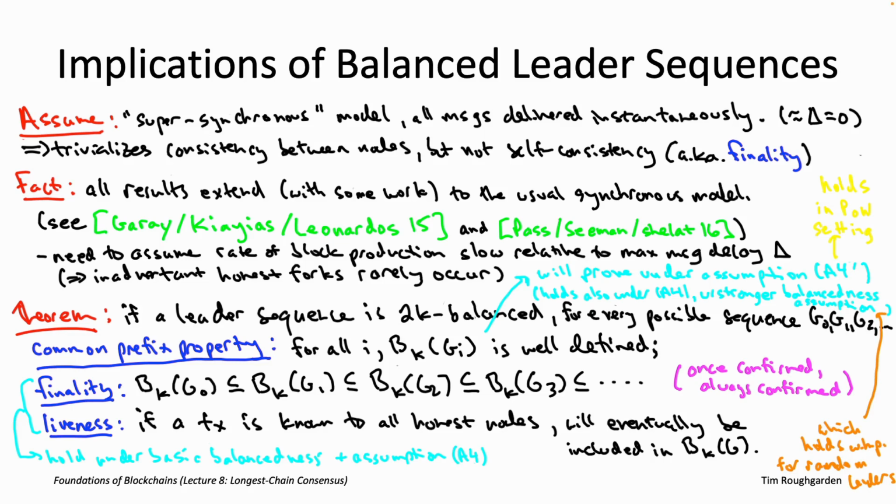As I said, you can prove stronger things about the structure of random leader sequences, and that is useful for the other version of the common prefix property. We won't be proving that. We'll just be proving the basic balancedness condition. And then we'll move on and have a video on each of common prefix, finality, and liveness.